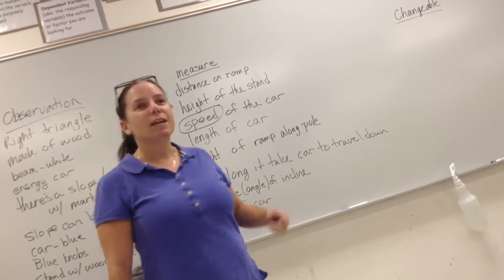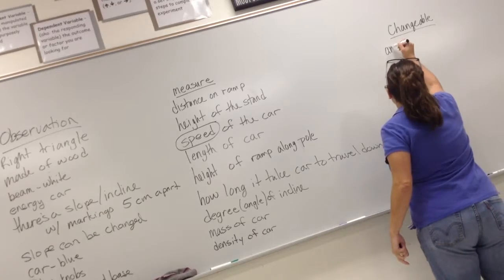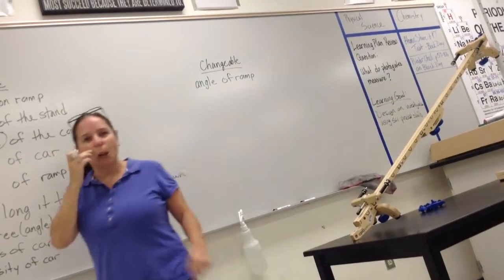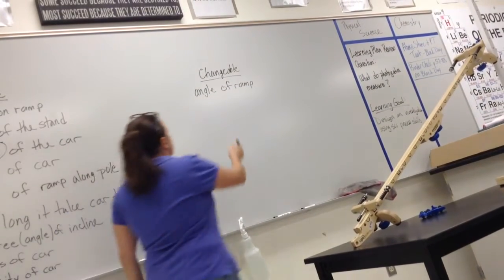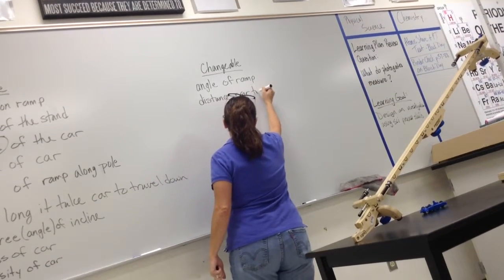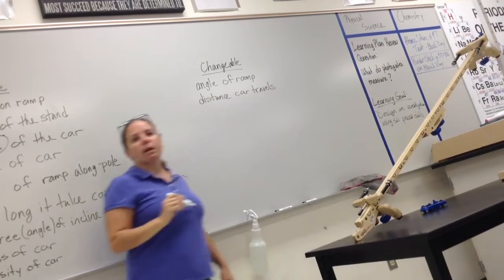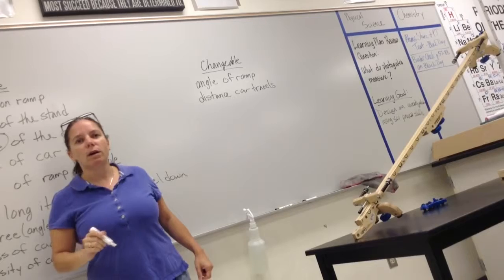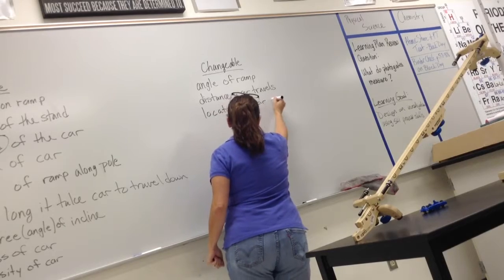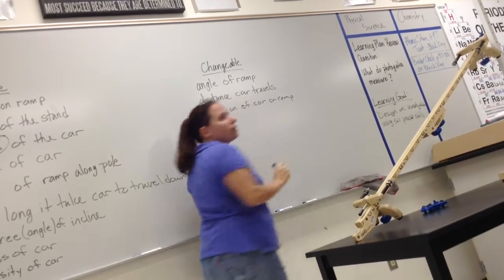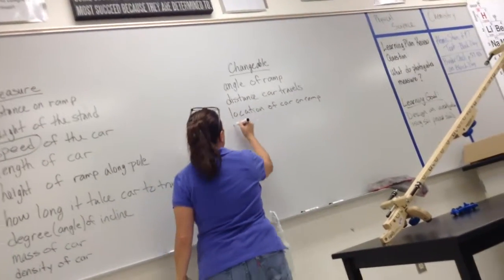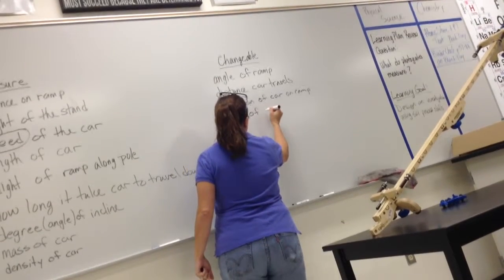The angle of the ramp. Okay. All right. Skylar. The length of the distance being traveled. Okay, distance the cars travel. Okay. All right. Andrew? Where the car is on the ramp. Okay, location of car on ramp. Okay. Matt? How heavy the car is? Mass of the car. I thought you said mass and weight are the same thing.